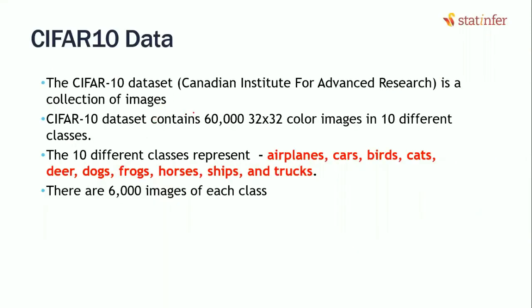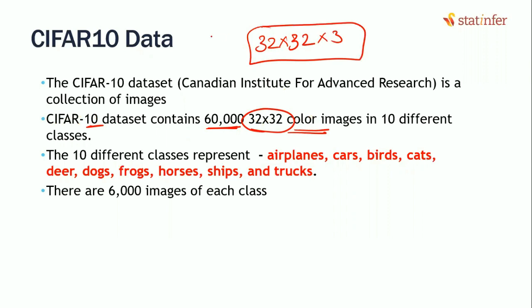There is a dataset called the Canadian Institute for Advanced Research dataset, known as CIFAR. It is a collection of a large number of images. The dataset that we are taking here is the CIFAR-10 dataset. It contains 60,000 images, which are 32 by 32 color images. So when somebody says 32 by 32 color, what will be the shape? 32 by 32 by 3. We have to write it like that, isn't it?